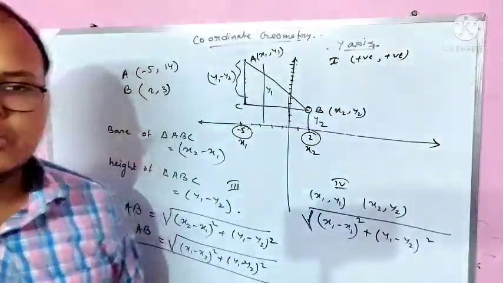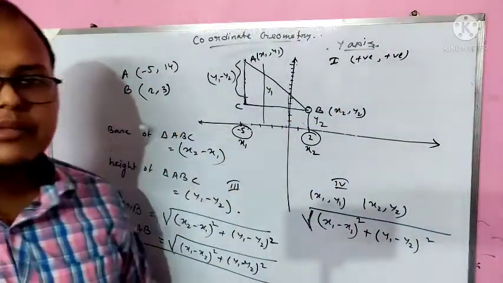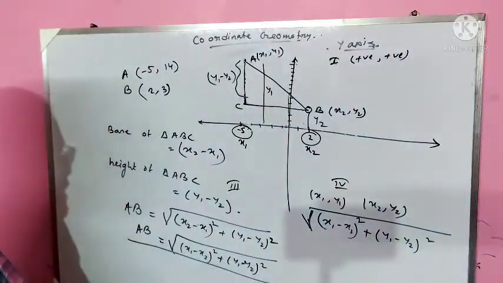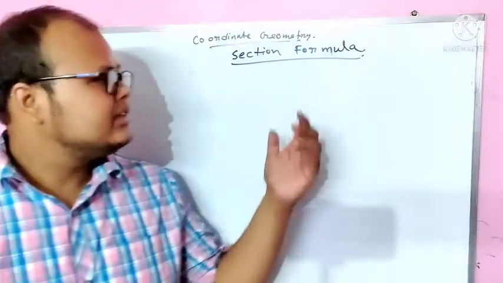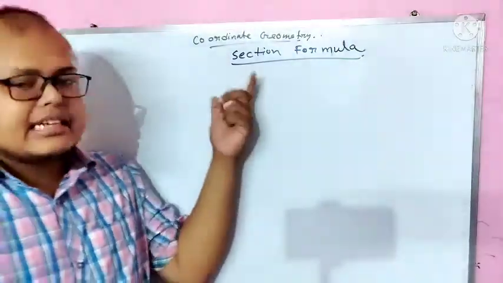Two points will be given to you and you have to find the distance between them, or there are some other types of sums. We will see them when we solve the exercise questions. Two more things I want to discuss here. That is the section formula.